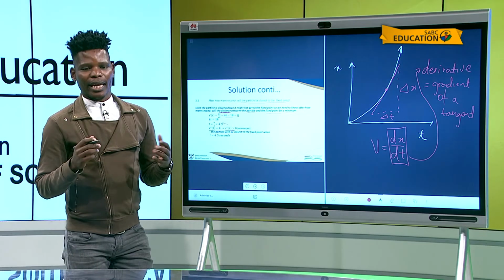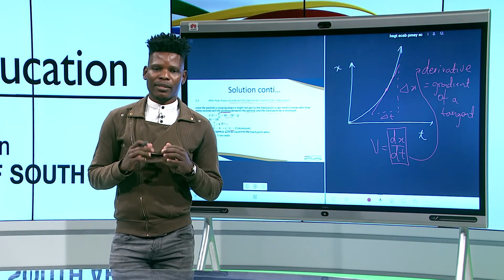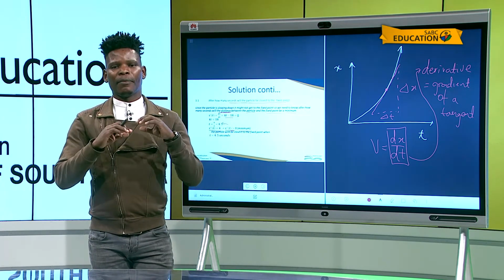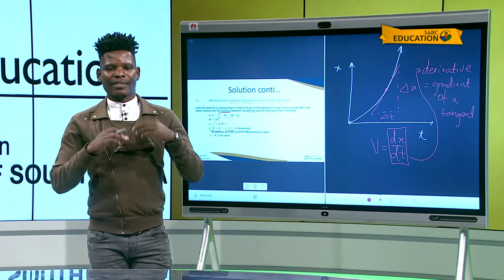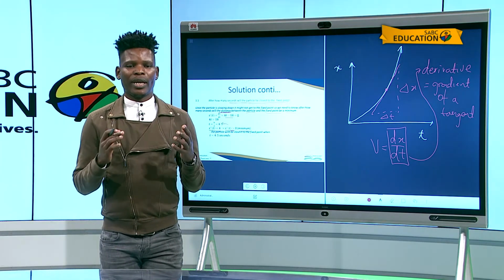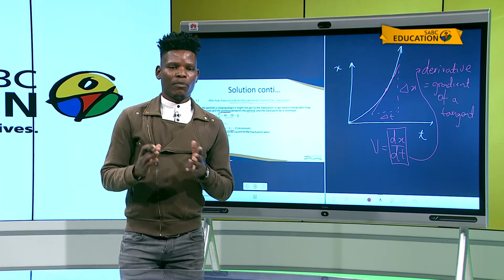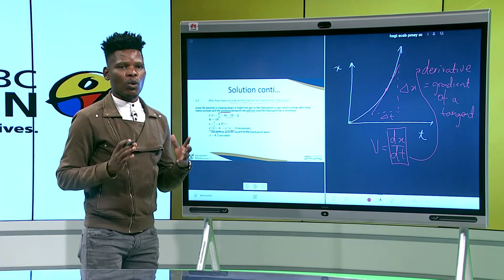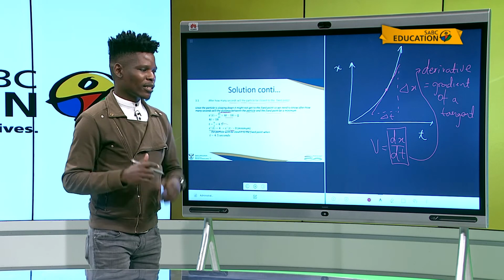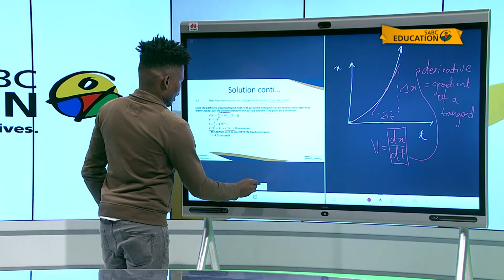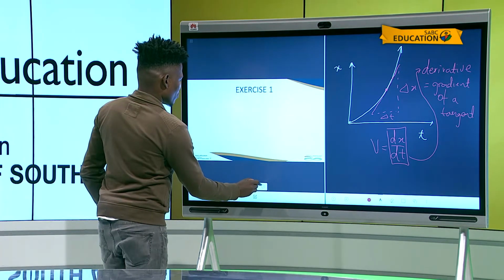So that right there is the calculus of motion. All right, so we've basically covered all the necessary concepts that you will need to deal with in application of calculus. So now I want us to look at some few exercises where we are going to apply these concepts that we've gone through. Okay, so let us look at exercise 1.